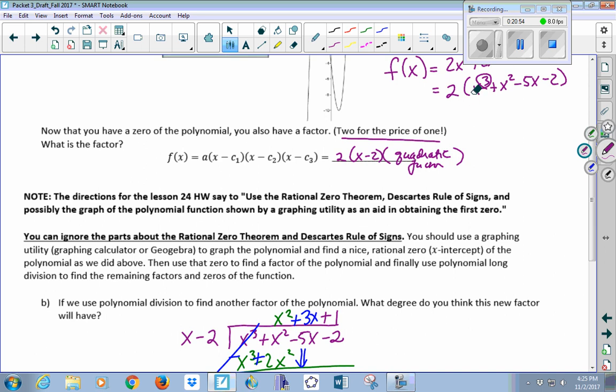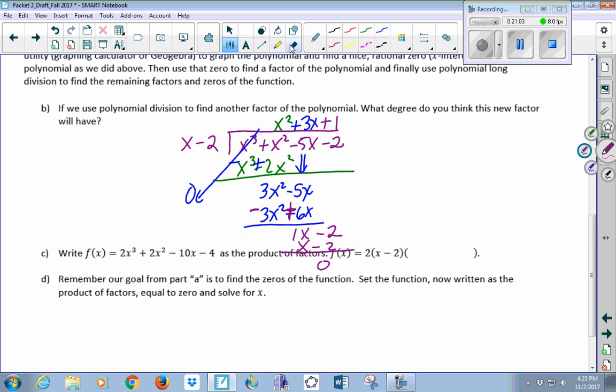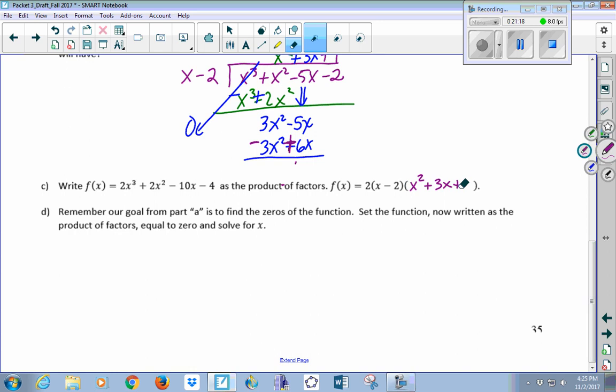I have factored this cubic, right? This cubic polynomial, into these two factors. So now I can write f of x as 2 times x minus 2 times this quadratic trinomial right here. I call this a quadratic trinomial because it has degree 2, and that's what quadratics have as a degree. And there's 3 terms, so it's a quadratic trinomial.